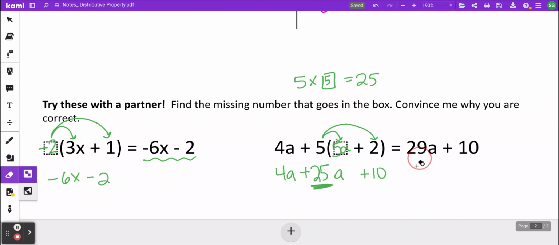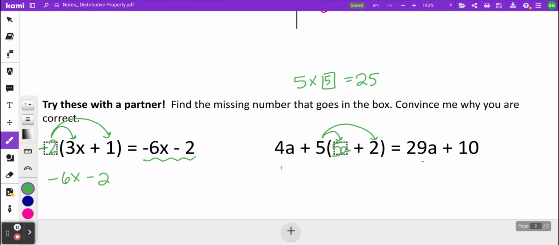Now, when it comes to the convincing part, the best way to do this is actually do the problem. If I wanted to multiply first, I would say 5 times 5a is 25a. 5 times 2 is 10. And then I bring down my 4a. After that, I see I can combine like terms. I could combine 4a and 25a to get 29a. And then I'm bringing down that 10. And look, that's what we've got over here.